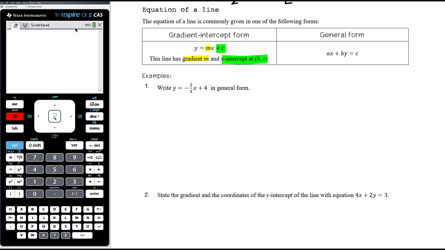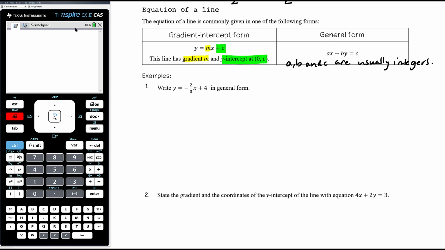Okay, but as I said, there are advantages to general form, and you might see an answer given in that form, or you might be asked to give an answer in that form. And as I should really say, a, b, and c are usually integers. By that I mean whole numbers, positive or negative, but whole numbers, not fractions.